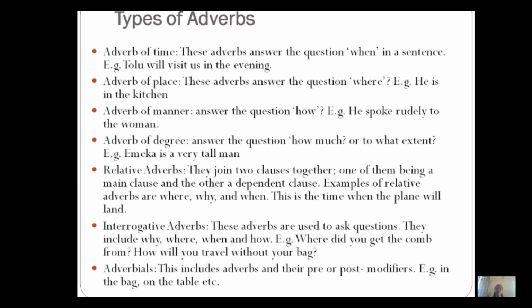Types of adverbs. We have adverb of time. They simply answer the question when. When did a thing happen? Tolu will visit us in the evening. So we're not just saying Tolu will visit us. When will she visit us? In the evening. This is an adverb of time.